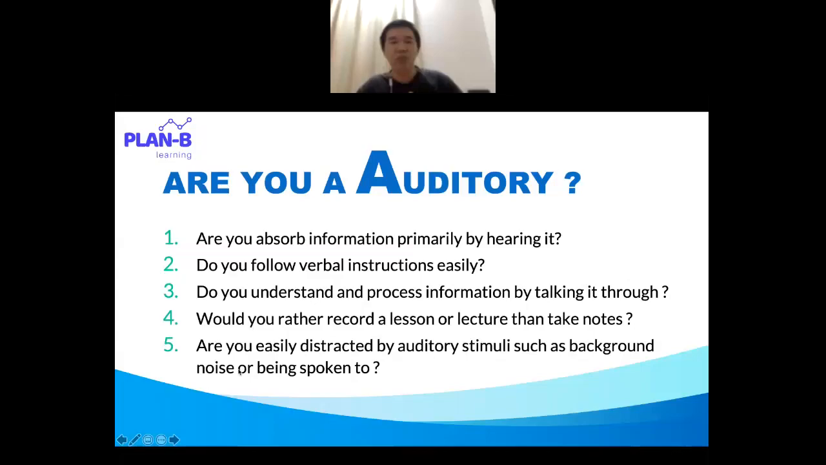Are you easily distracted by auditory stimuli such as background noise or being spoken to? In other words, you are reading a book, and suddenly you hear a sound. Even if it is not a very noisy sound, maybe just a little, you are very sensitive to noise and easily distracted. If you are, type 5. Good, I think it is most of you. If you have all 5, most probably you are the auditory person.